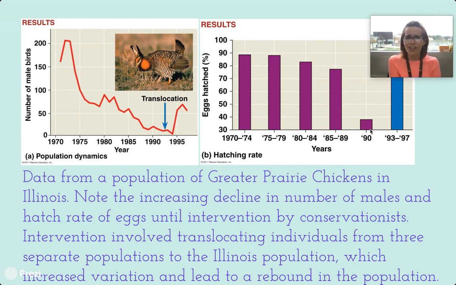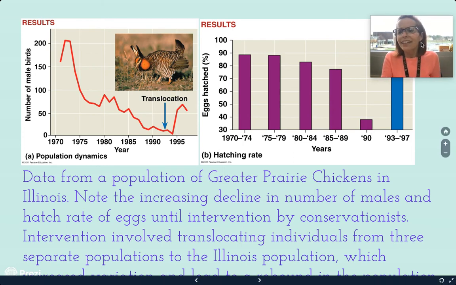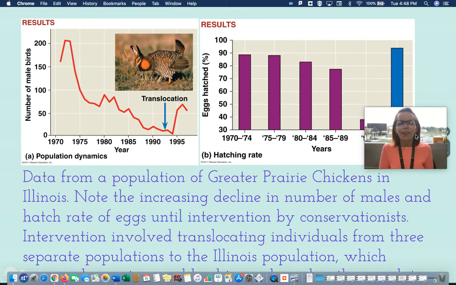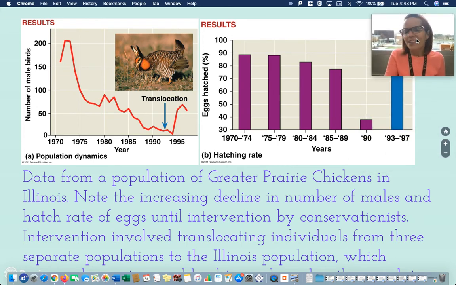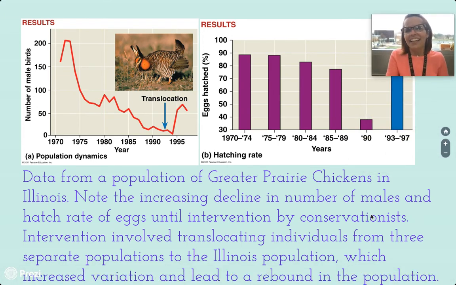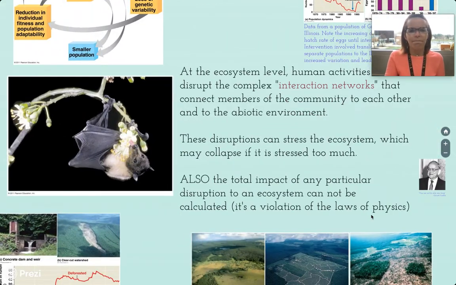But then conservationists came in and they brought new chickens from other populations, other locations that have new DNA. They brought them into this Illinois population and they reinvigorated the DNA, the genetic diversity within that population. And look, 3 years later, we see this huge impact on their hatching success. And that has to do with just maintaining that genetic diversity within the population.